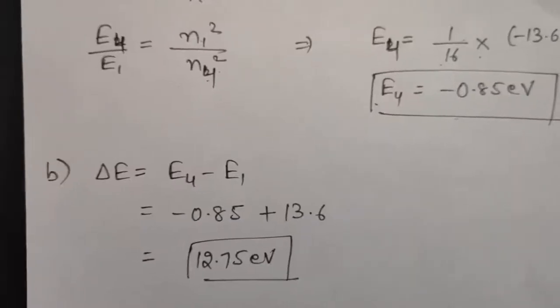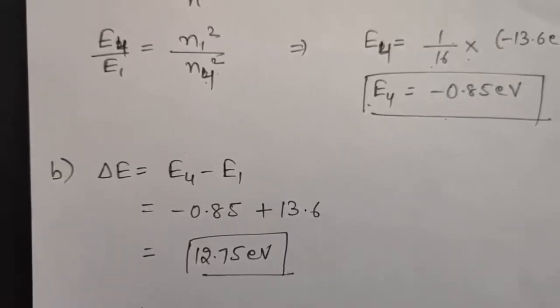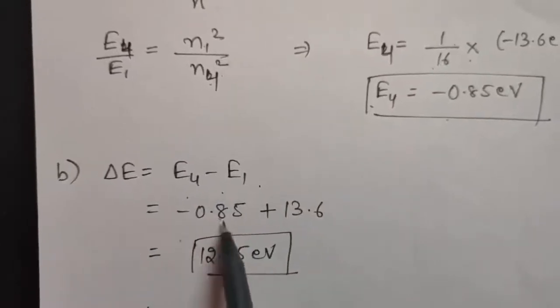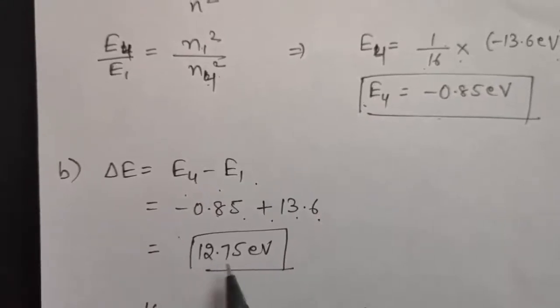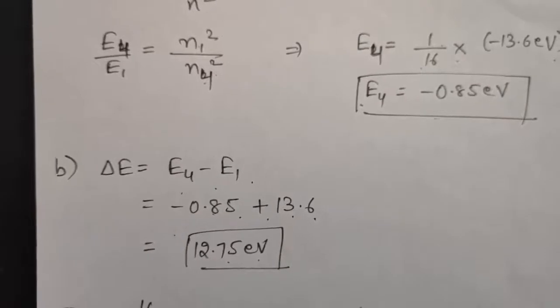Now it is asked how much energy is absorbed in this transition. So according to Bohr's theory, as you know, the energy absorbed will be E4 minus E1, that is minus 0.85 plus 13.6. So answer will come to be 12.75 electron volts.